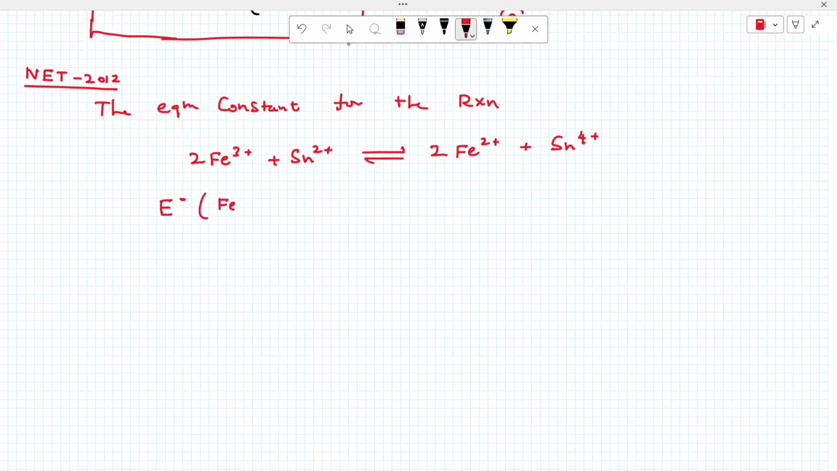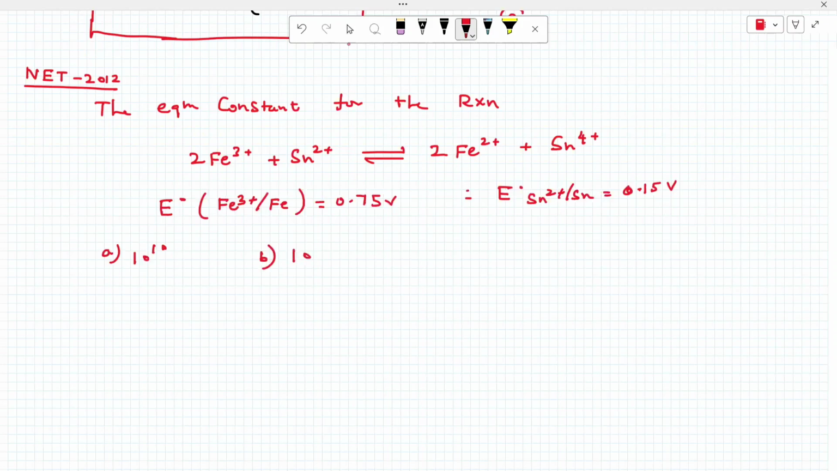Now the E naught value for Fe3+ becoming Fe2+ is around 0.75 volt. Similarly, the E naught value of Sn4+ becoming Sn2+ is 0.15 volt. Option A: 10 power 10. Option B: 10 power 20. Option C: 10 power 30. Option D: 10 power 40. Just try any one. I give you 2 minutes.